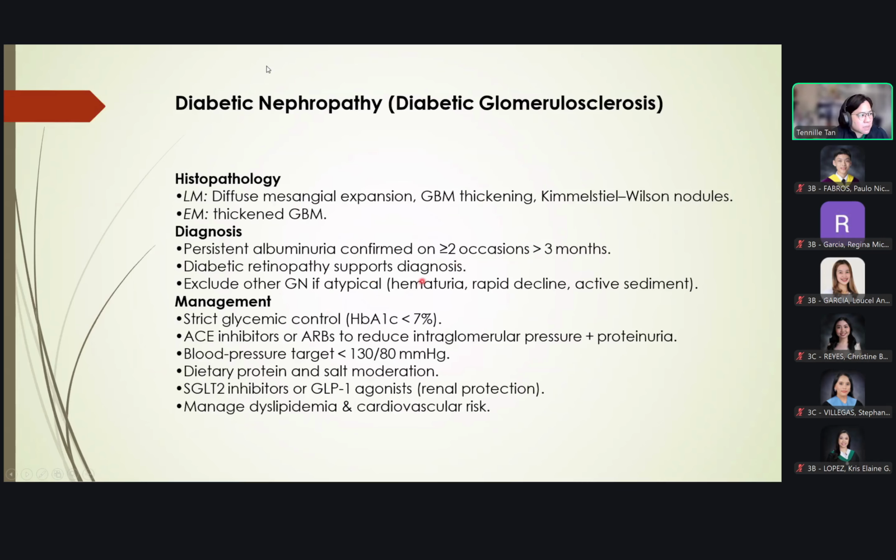So on histopathology, you have, on light microscopy, diffuse mesangial expansion, GBM thickening, Kimmelstiel-Wilson nodules, and then on electron microscope, you'll have thickened GBM. So diagnosis, of course, is based on the clinical history of having diabetes for a number of years. And then usually you'll see persistent albuminuria confirmed on at least 2 different occasions for at least 3 months.